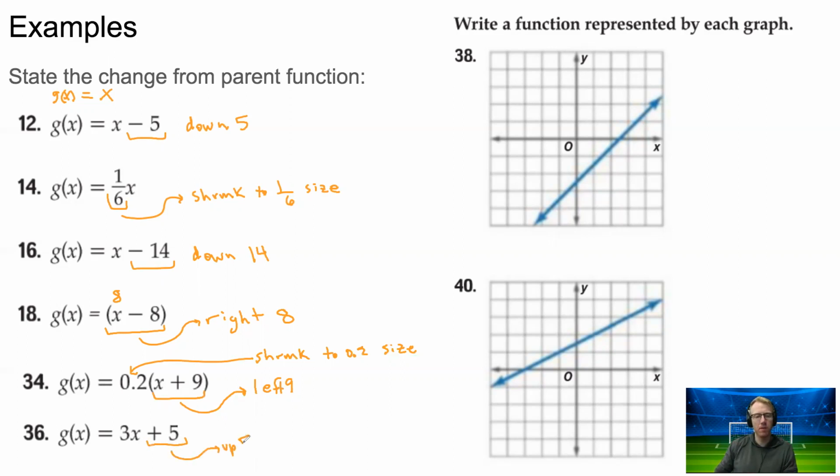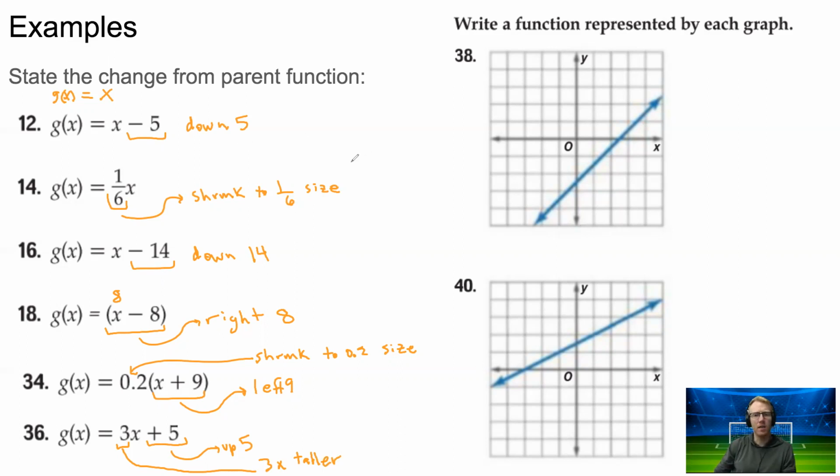Okay, this one here, +5 at the back without any parentheses is going to be up 5. And a 3 in the front is going to make it taller. It's multiplying it by 3. So it's going to be 3 times taller, or stretched by a factor of 3. And this is a vertical stretch getting bigger here.